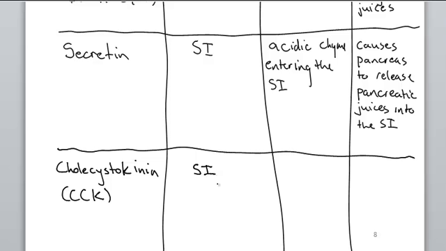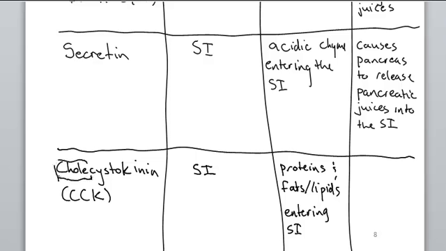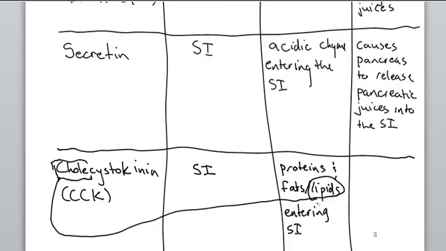Small intestine is where it's released from, and it's released in response to proteins and fats / lipids entering the small intestine. This is how I remember cholecystokinin, because chol sort of comes, the root comes from cholesterol, which is a lipid, and it's released in response to lipids.